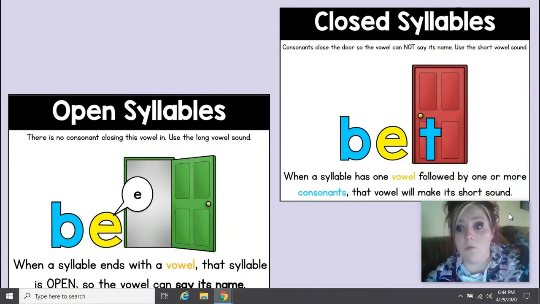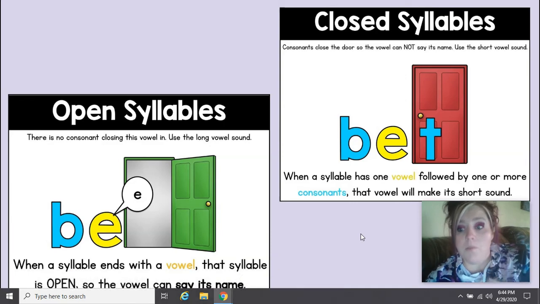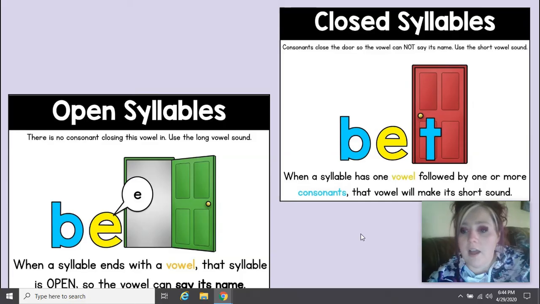This is the one that we spend a ton of time on. You probably get sick and tired of open and closed syllables, but it's because we have to know this one super, super, super well. So we spend a ton of time on open and closed syllables. We start with closed syllables and then we move on to open syllables. But closed, remember, with our closed syllables, that's when we have a consonant at the end of the syllable. And that consonant prevents the vowel from saying its name.